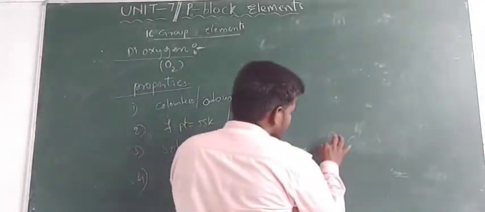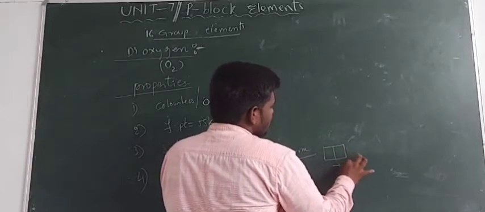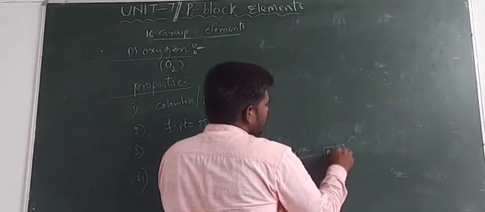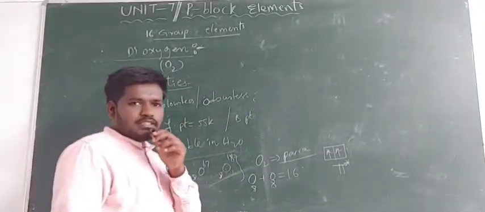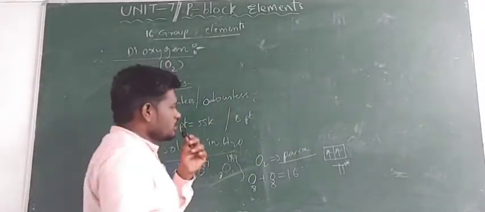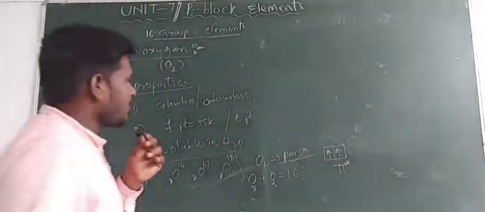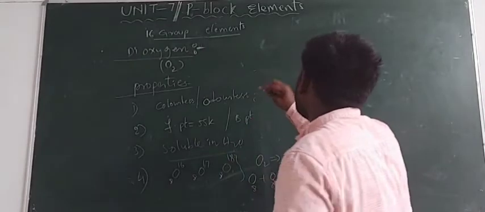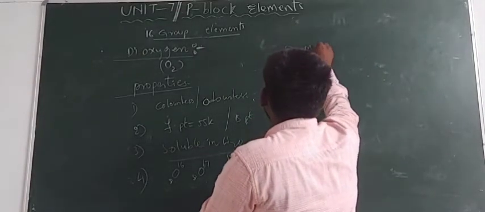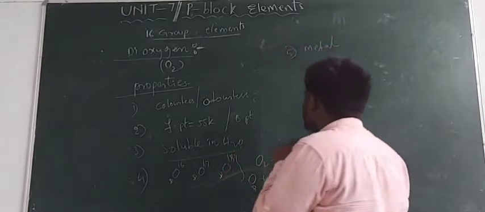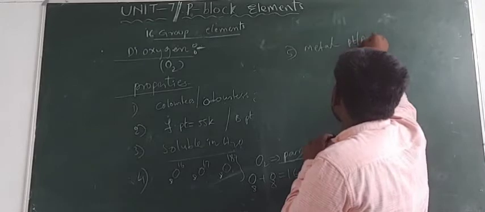The reason for that is that in the MO diagram of oxygen, in its pi-star orbitals, two unpaired electrons are present. Due to the presence of these two unpaired electrons, it acts as a paramagnetic material. Right? And the next one, oxygen can oxidize the metals except platinum and the next one gold.